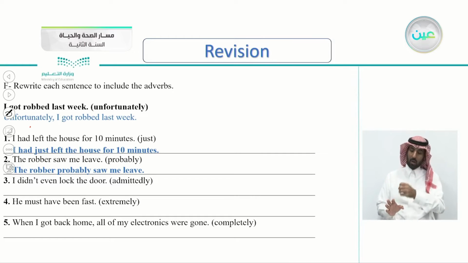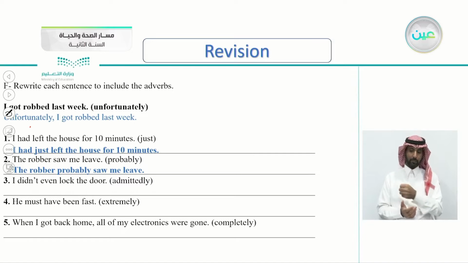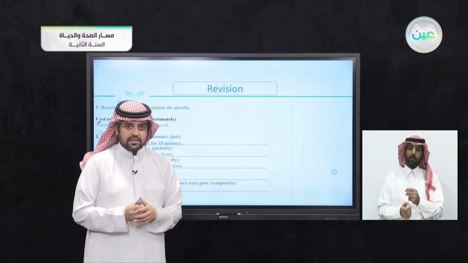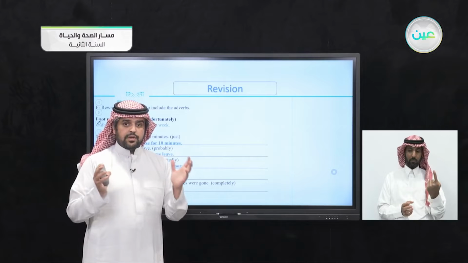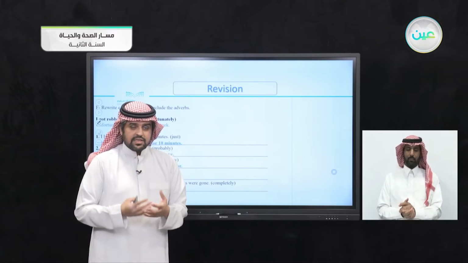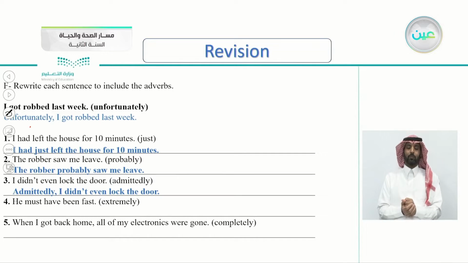I didn't even lock the door, and the adverb is admittedly. Yes, that's correct. Admittedly, I didn't even lock the door. We put the adverb admittedly as the first word in the sentence, like the adverb honestly or frankly. Admittedly comes from the word admit, which is something when you say the truth. So you're confessing here. Admittedly, I confess, I didn't lock the door.